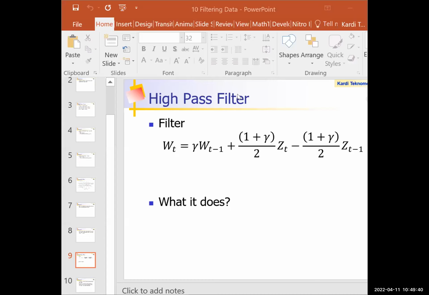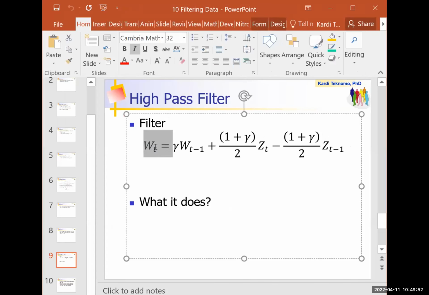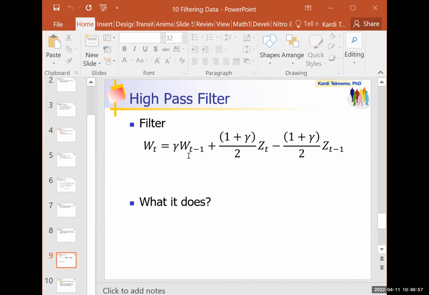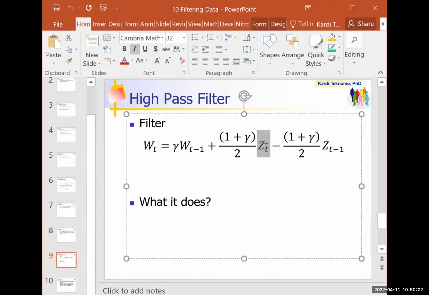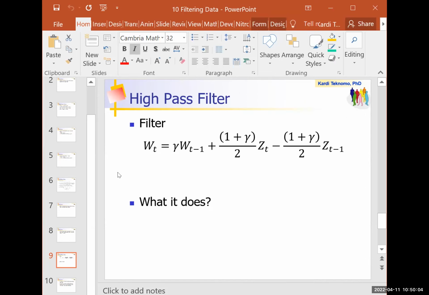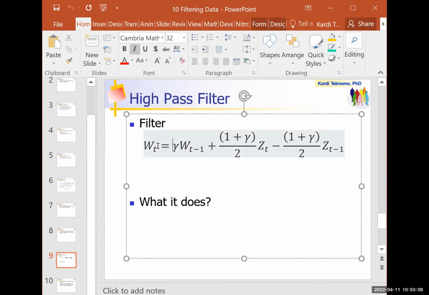Example here. Can you see it? Yes, sir. So this is the filter, right? W_t is the filter, and Z here represents the data. Everything with t means current, right now. Everything with t minus 1 means previous.